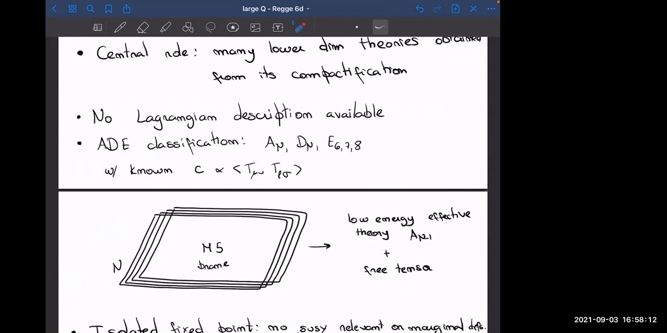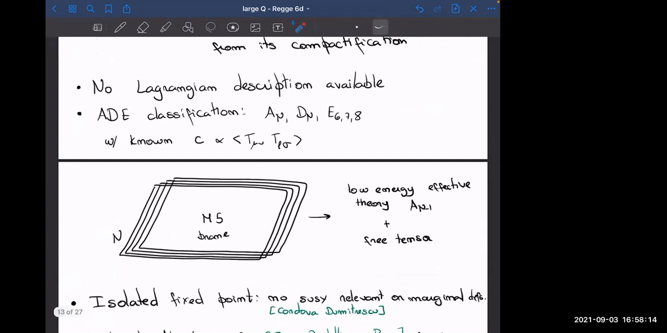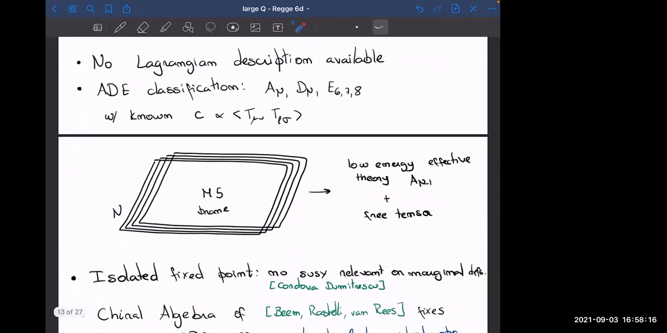So these series are isolated fixed points. They have no exactly marginal SUSY preserving deformations. So they're really isolated series, which is also one of the reasons we're going after them with this approach, because if you fix the central charge, you expect one theory there and not a conformal manifold worth of them.